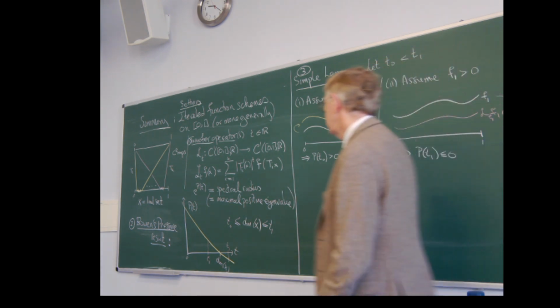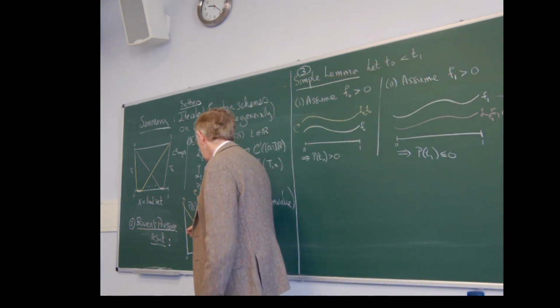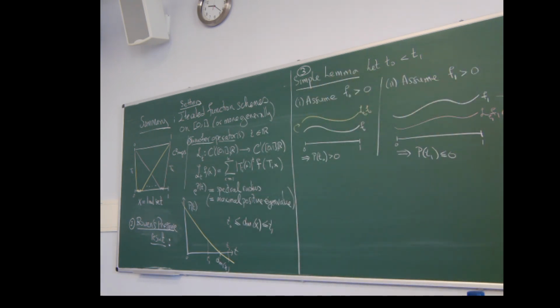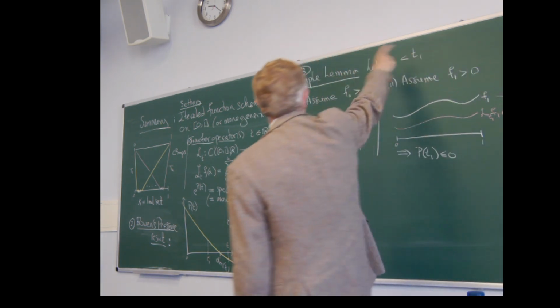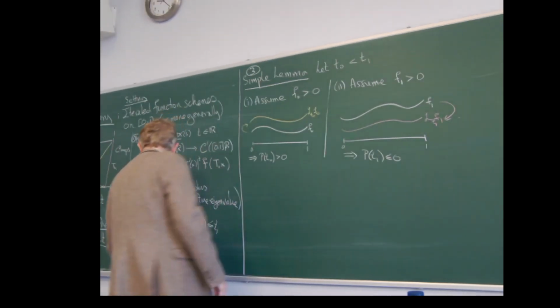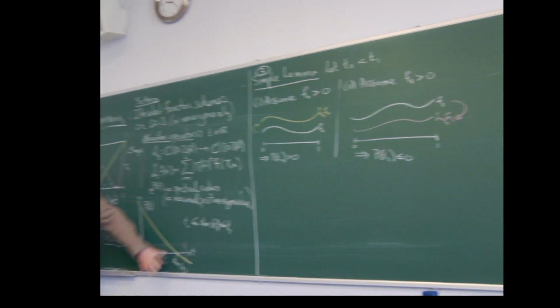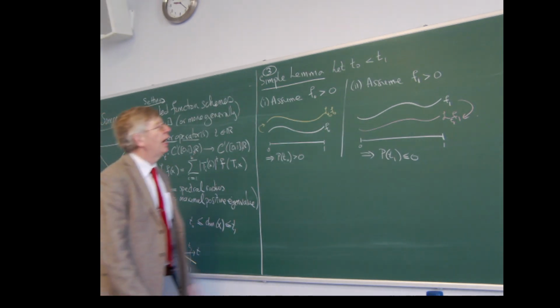It says I'm going to use this characterization of the pressure, and I'm going to use this Bowen formulation of dimension to actually give me estimates. So in particular, the simple lemma says that if I take my prospective lower bound, t0, I want to show this is true. How am I going to do that?